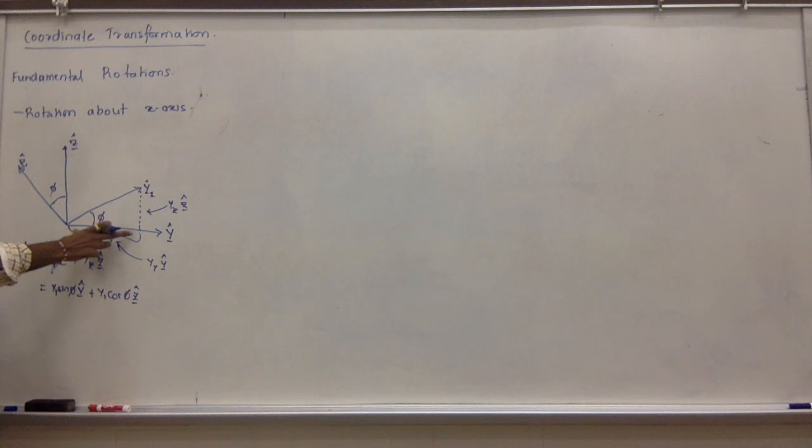It's a right angle triangle. So this is the hypotenuse, this is the cosine component, this is the sine component. What is the magnitude? The magnitude of this is y1 sine phi. The magnitude of this is y1 cosine phi. Got it?